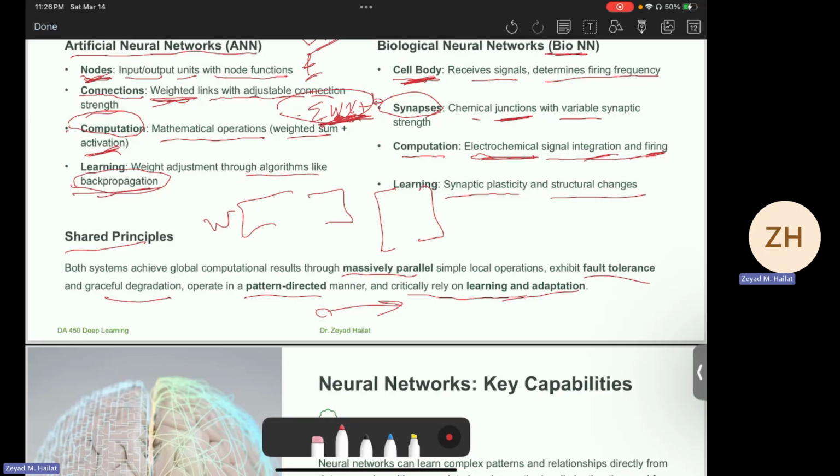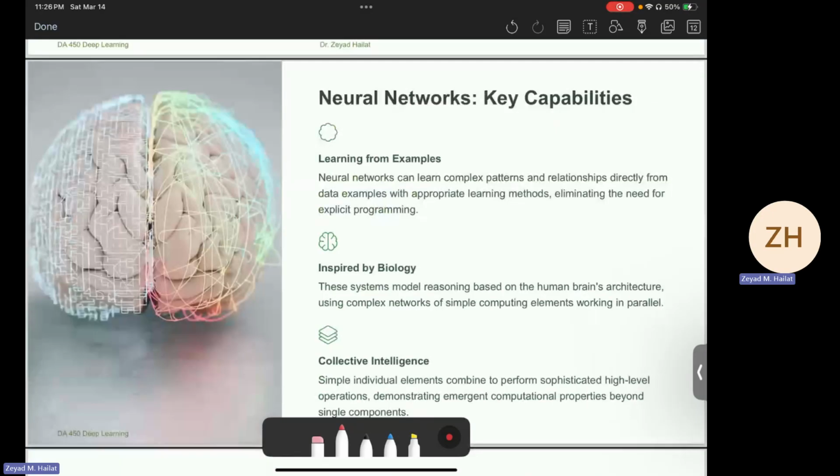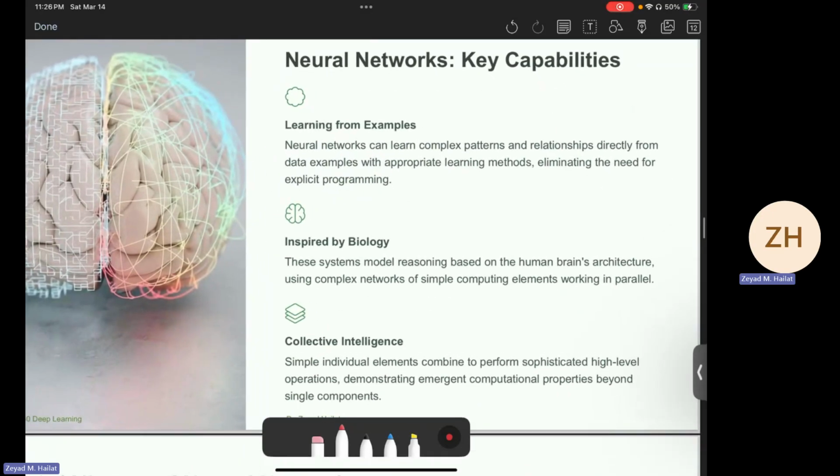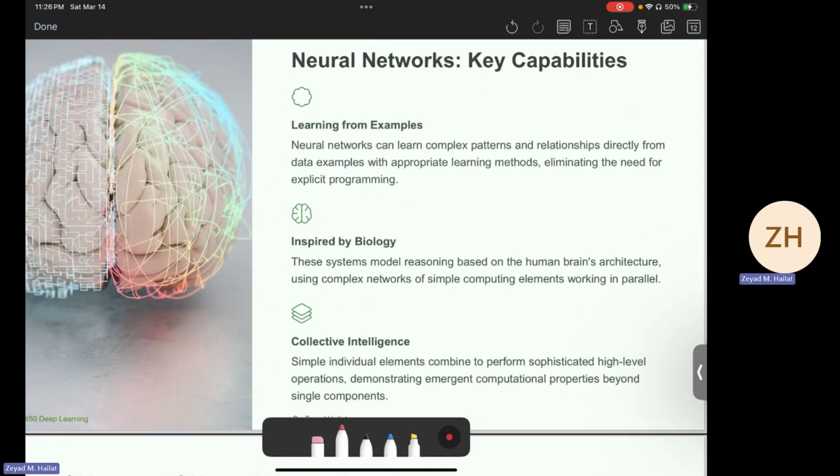Now, let's look at the key capabilities or the strengths. Why we believe that neural network is very powerful, because it does have some capabilities, some strengths that we will learn about. So, for example, learning from examples, which is the idea of machine learning. So we are learning from examples. So we do have a list of examples, either images, some text, and other types of data. So neural network can learn complex patterns and relationships directly from data examples.